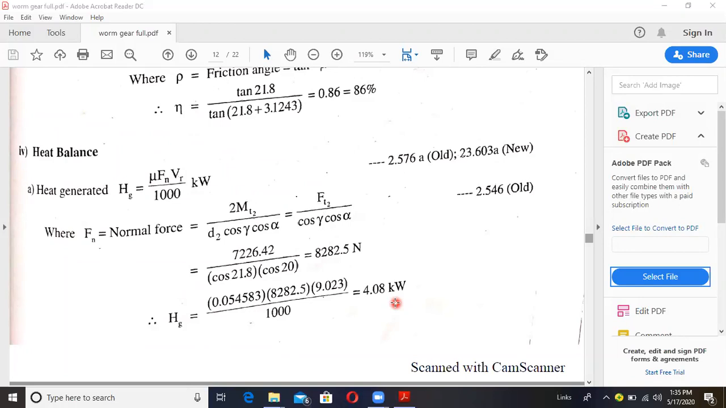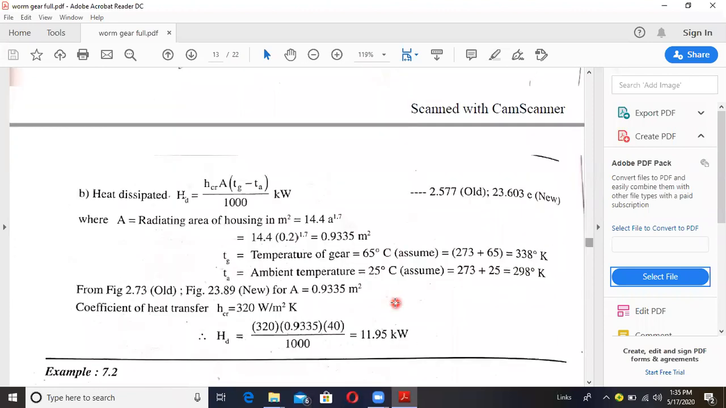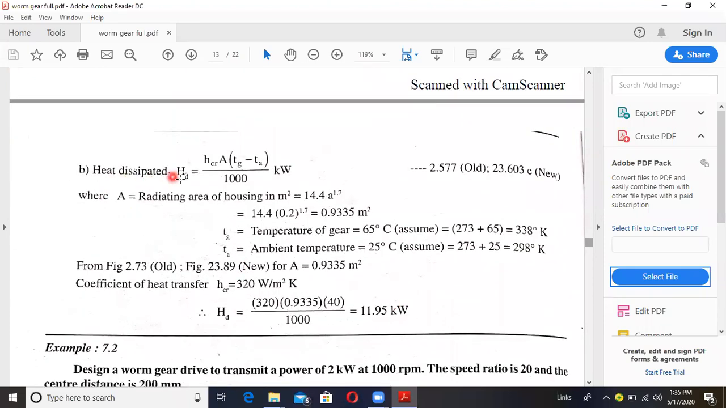Now we have to calculate how much heat is dissipated from the gear. So that is the formula. Heat dissipated HD is equal to HCR into A into Tg minus Ta divided by 1000. Here A is the radiating area of housing in meter square, that is equal to 14.4 a to the power of 1.7. Substitute a in meters, because we are getting area in meter square. We get A is equal to 0.9335 meter square.